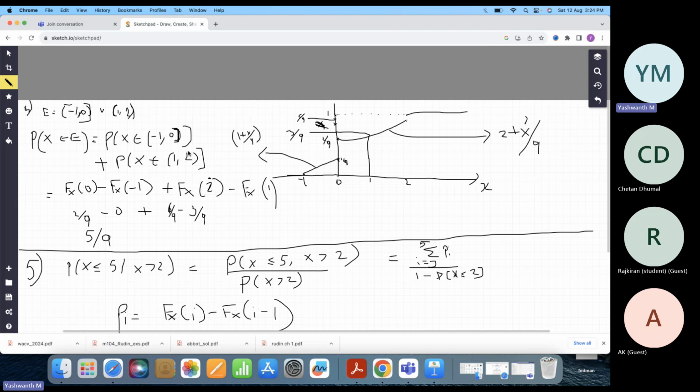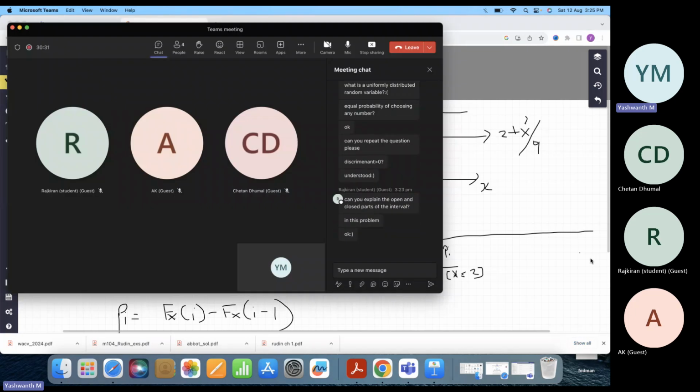And if it were closed, you should write 1 instead of 6 by 9. You should write 1 if this were closed. Similarly, if this were open, you should write this as 1 by 9 instead of 2 by 9. Is it clear now?